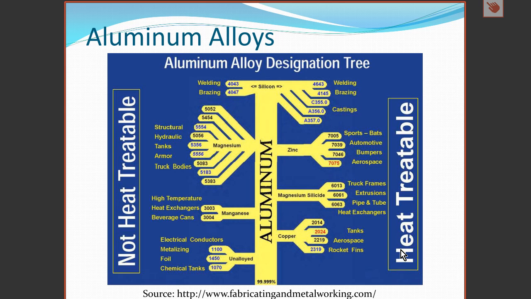Here on the heat treatable side, we have aluminum copper alloys that we discussed before. These are the 2000 series alloys. Aluminum magnesium silicide, we have 6000 series alloys. Aluminum zinc, 7000 series alloys. And there are other alloys that are not shown on this.